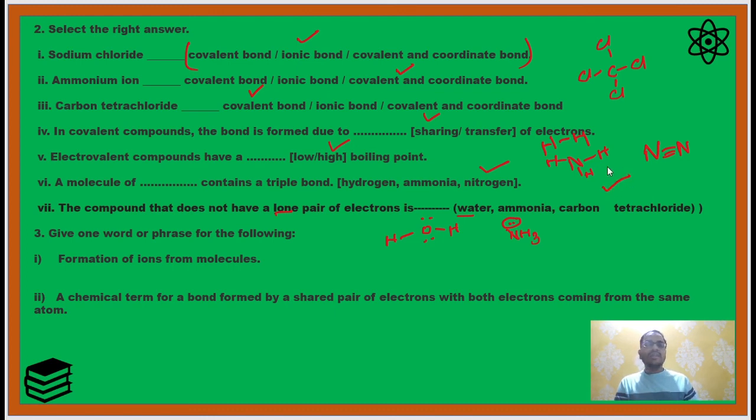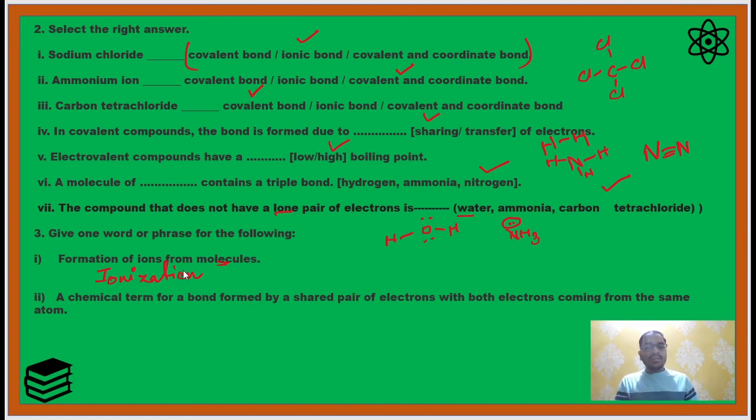Clear? The third type of question is the name the following. Either you are given a statement, you just need to give a technical term for it. So the first question says the formation of ions from molecules. Since you are forming ions from molecules, this is known as ionization. You're converting molecules into ions. Okay, the process is called ionization.